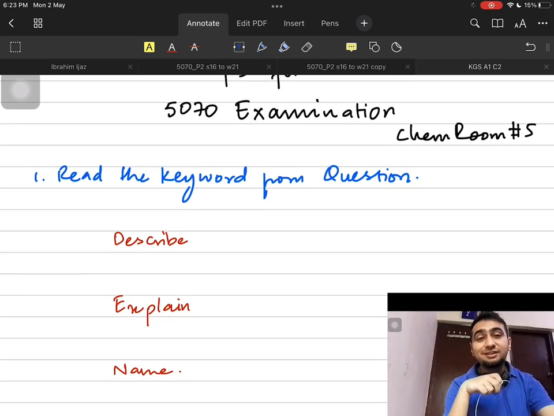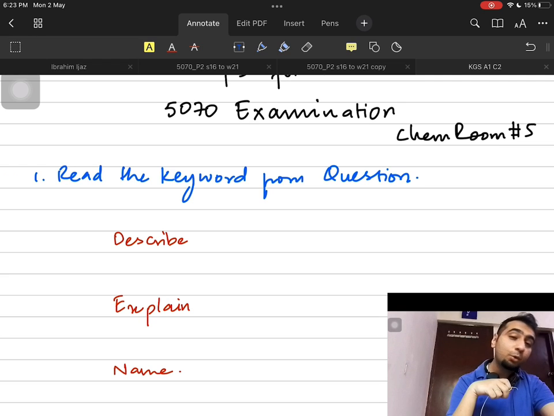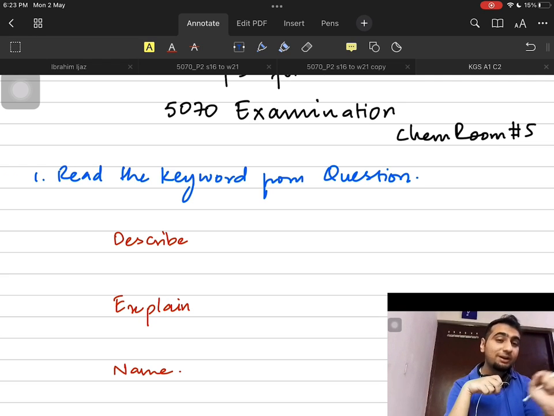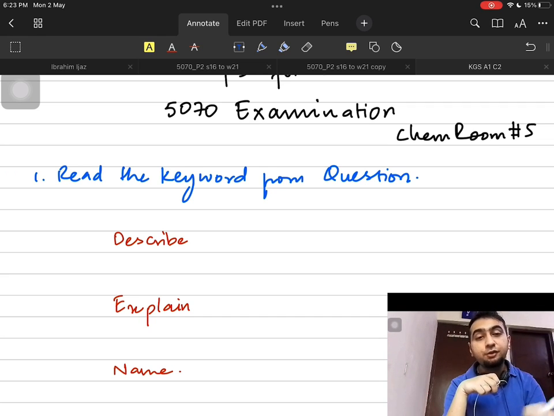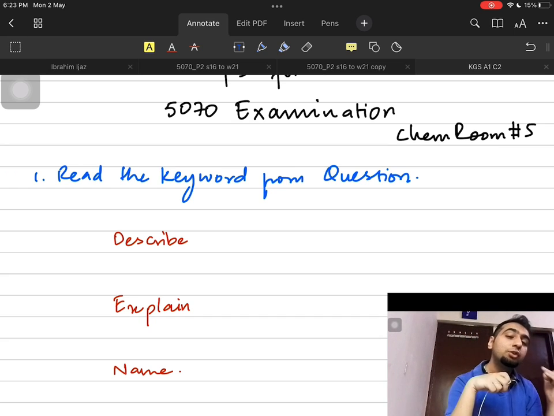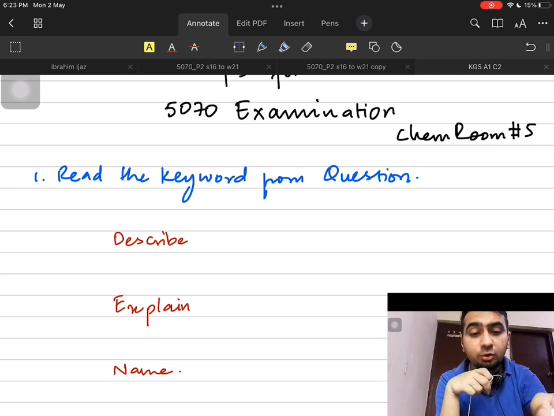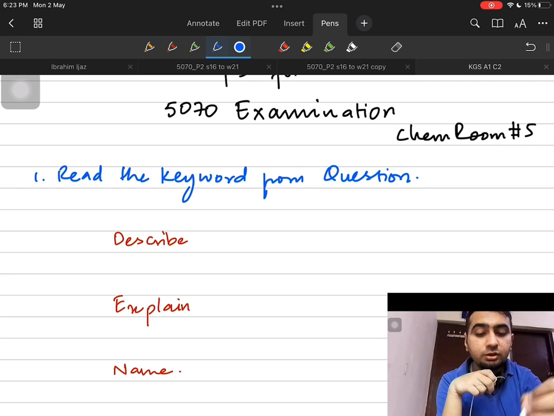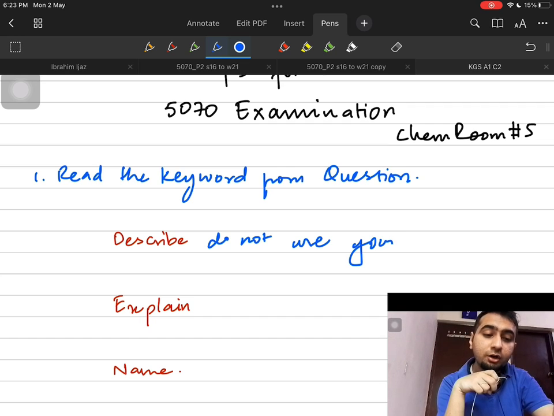When you're reading the question, make sure you have your pencil in your hand because while you're reading the question, it's more important to underline the words that the question is using so you write the exact thing that the examiner wants you to do. For example, if the question says describe, you do not use your own previous knowledge.